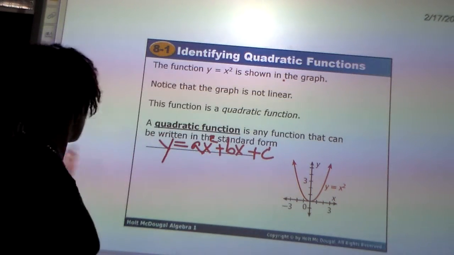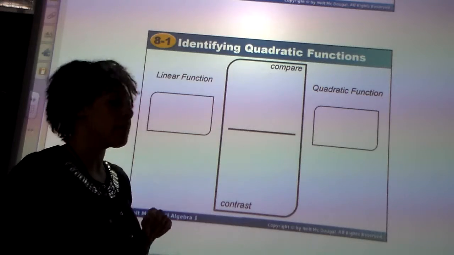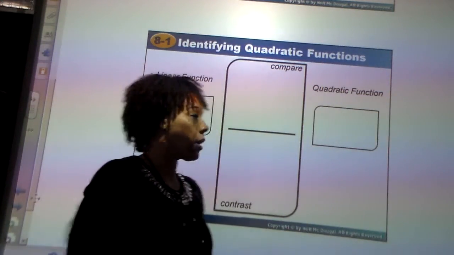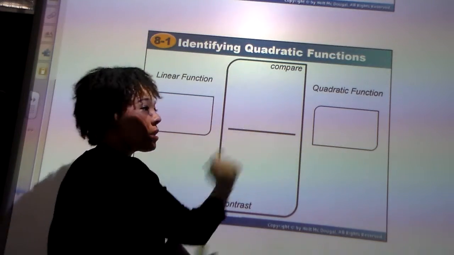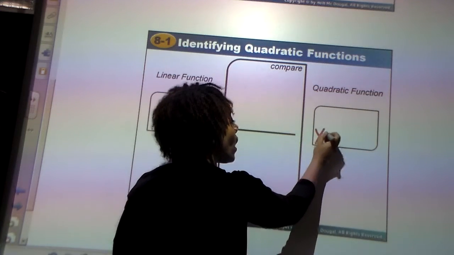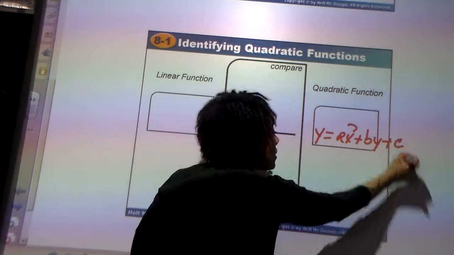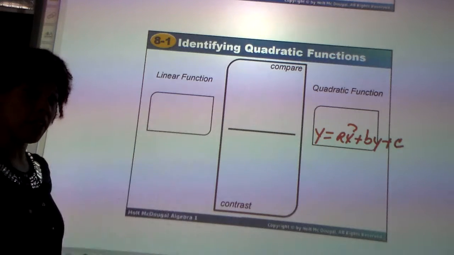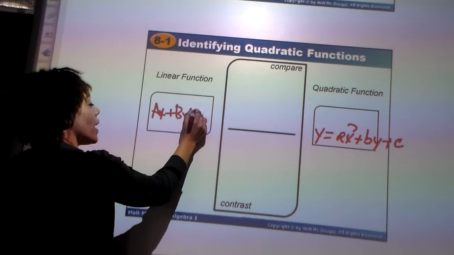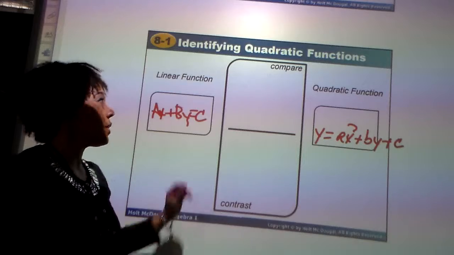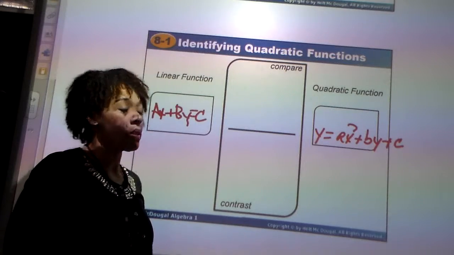So what I would like for you to do is take a moment and write down the linear function standard form, the quadratic function standard form, and let's do a very brief compare and contrast. If you need a little bit of a hint, we just saw that the quadratic function standard form is y equals ax squared plus bx plus c. And the linear function, if you remember, is going to be ax plus by equals c. So there are definitely some similarities and some differences. Take a brief moment to go ahead and fill those out, and then we'll reconvene.